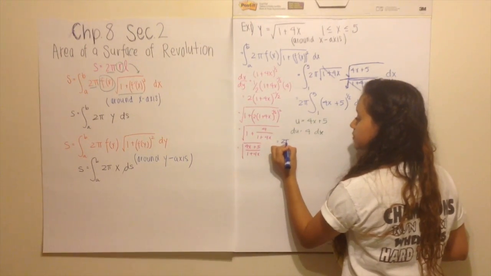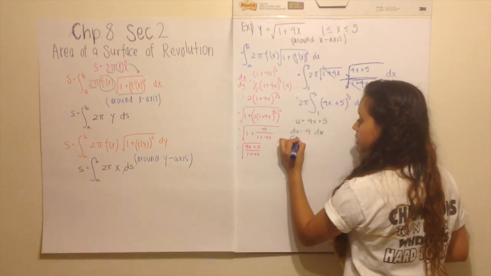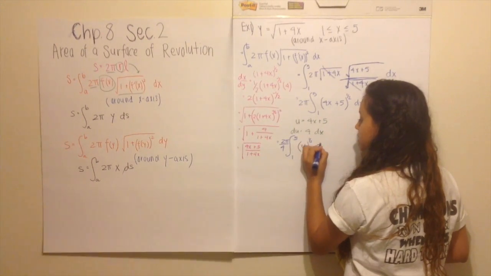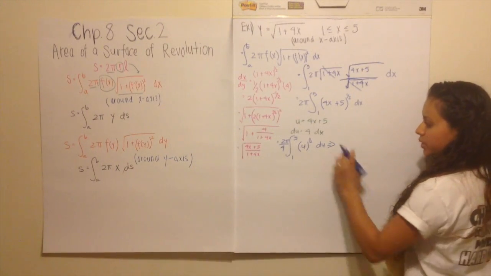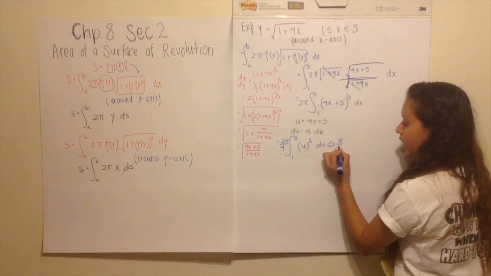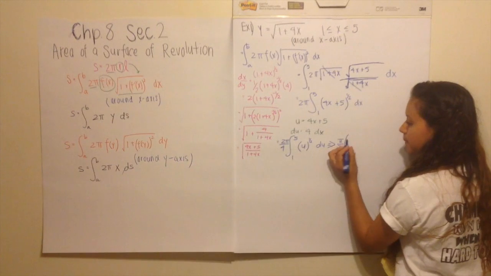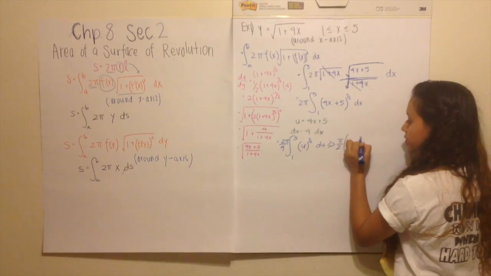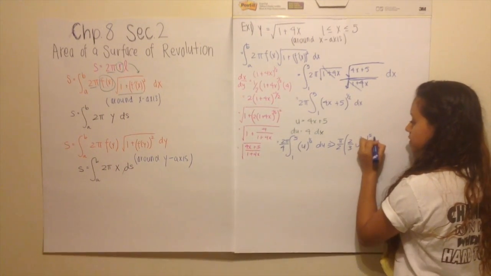So we have 2 pi over 4 because of this 4. The integral from 1 to 5, u to the 1/2 du, which when we integrate this simplifies to pi over 2, and that would be 2 over 3 u to the power of 3 over 2, and the interval from 1 to 5.